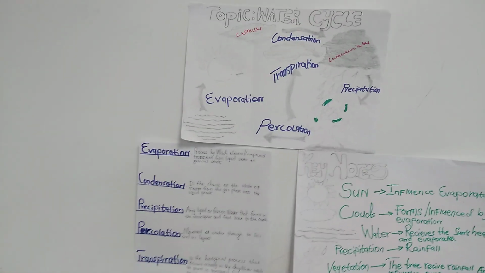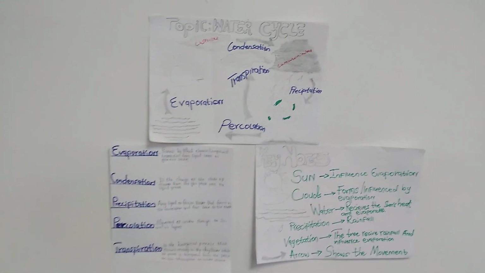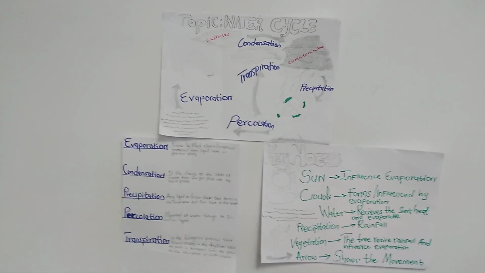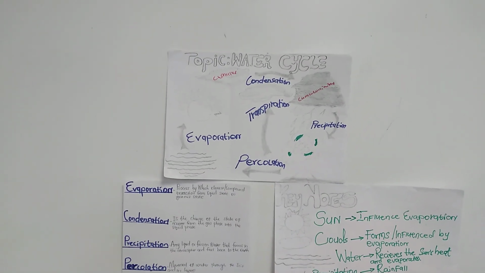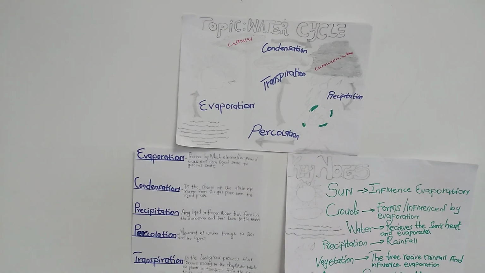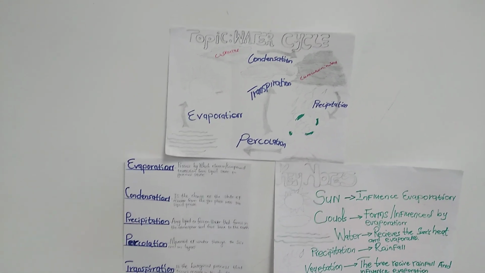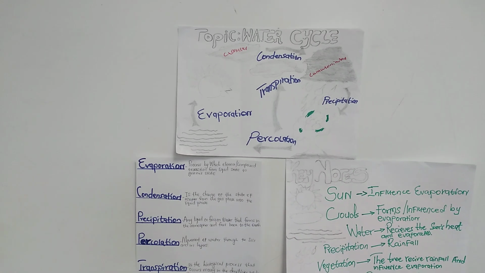So the water cycle, now the process is that, okay, let's first define the water cycle in simple terms. It is a cycle, or a way in which water is formed and how water is released and received by the earth.